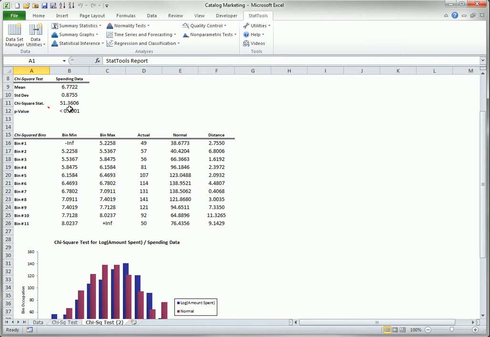This is a potential problem with any normality test. If you have a large number of observations, and there are 1,000 here, just about any deviation from normality is statistically significant. You might decide that the log of amount spent is sufficiently bell-shaped for all practical purposes.